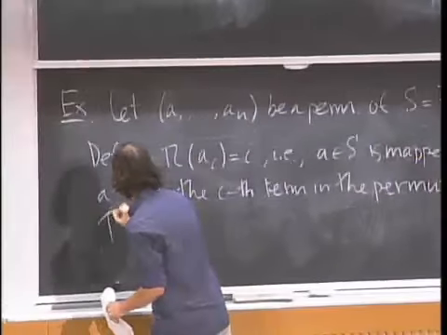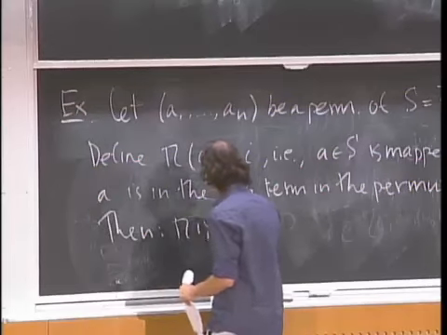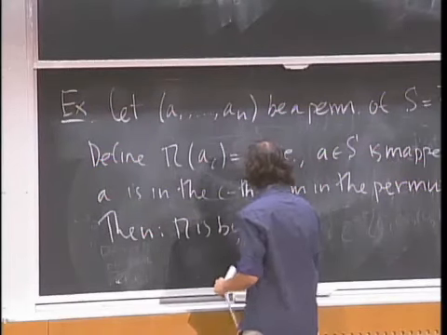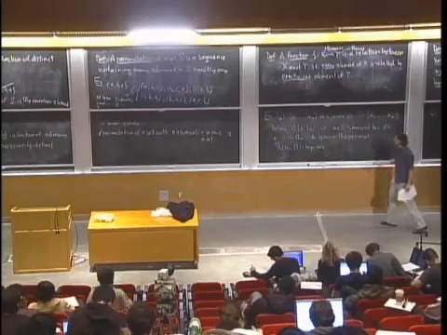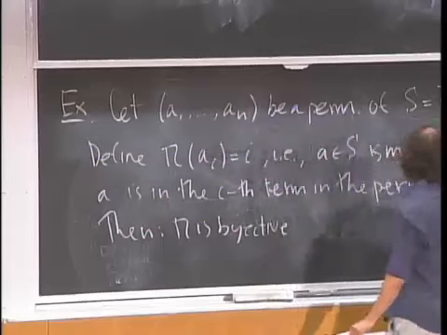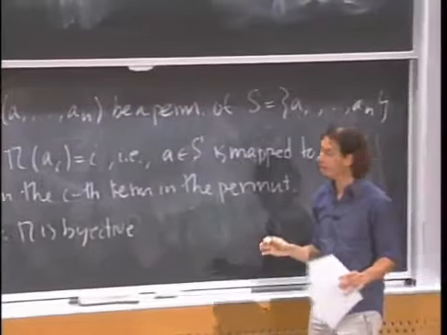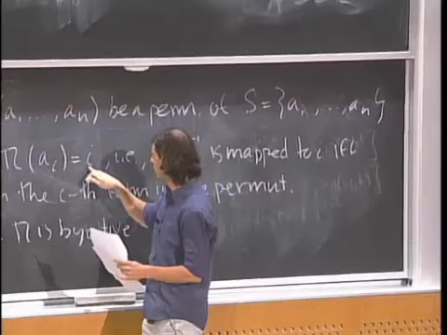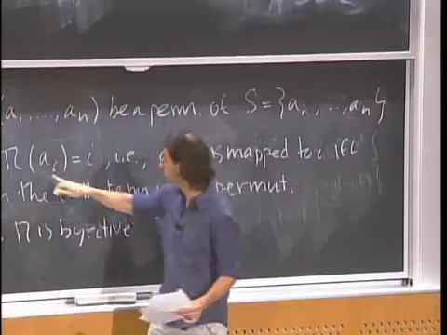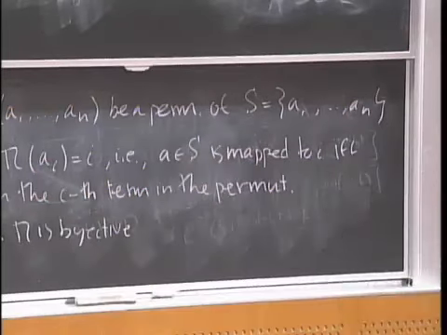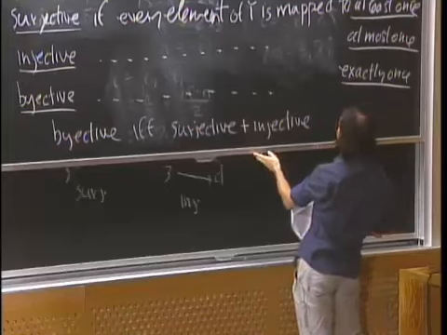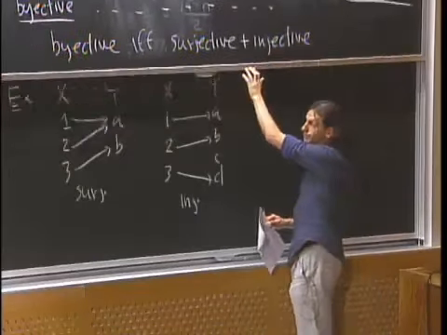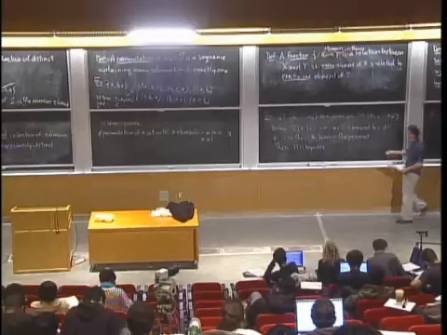So in this case, we know that pi is bijective. And why is this? Well, we know from the definition of a permutation that it is a sequence in which every element of S occurs exactly once. So that means that every position is covered exactly once by an element of S. And that is exactly the definition over here, which says that every element in the range is mapped to exactly once by an element in the domain. So this is an example of a bijection.